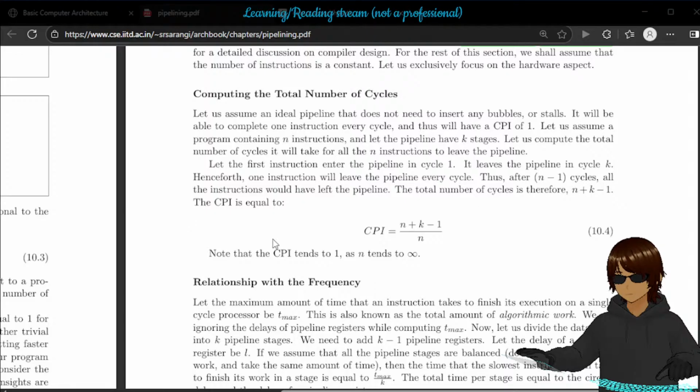Henceforth, one instruction will leave the pipeline every cycle. Thus, after n-1 cycles, all the instructions would have left the pipeline. The total number of cycles is therefore n plus k minus 1. The CPI is equal to (n plus k minus 1) divided by n. Note that the CPI tends to 1 as n tends to infinity.